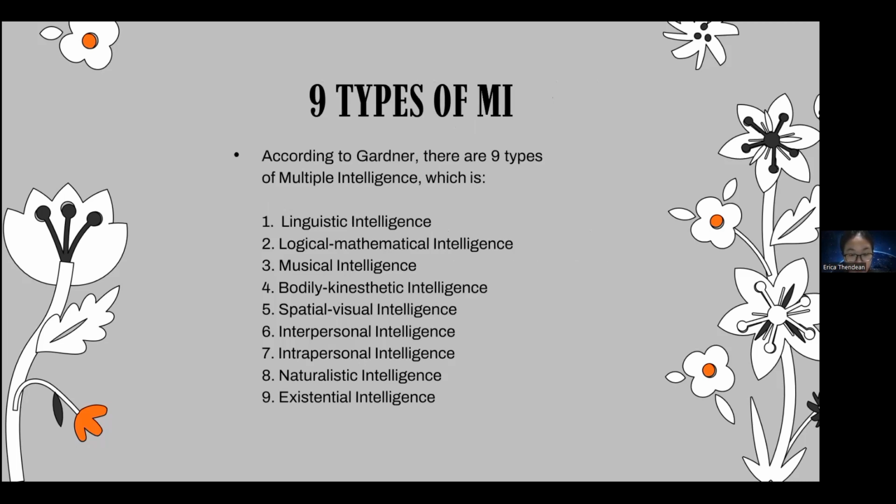Nine types of MI. According to Howard Gardner, there are nine types of MI, namely kinesthetic intelligence, linguistic intelligence, mathematical intelligence, musical intelligence, spatial intelligence, interpersonal intelligence, naturalist intelligence, existential intelligence, and intrapersonal intelligence.